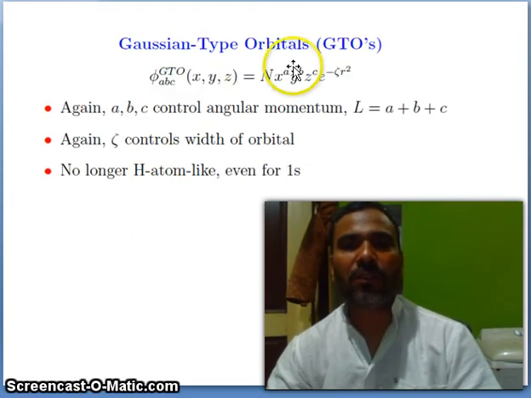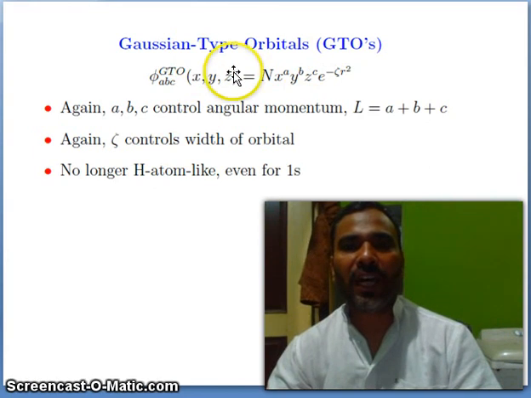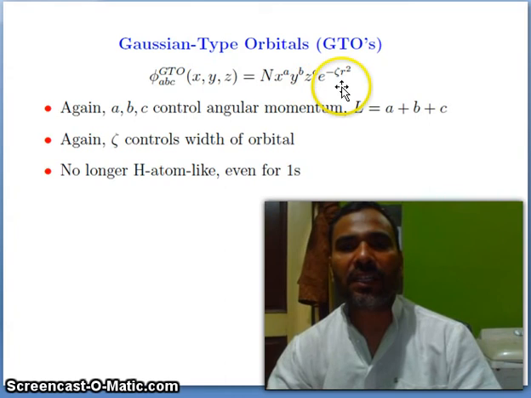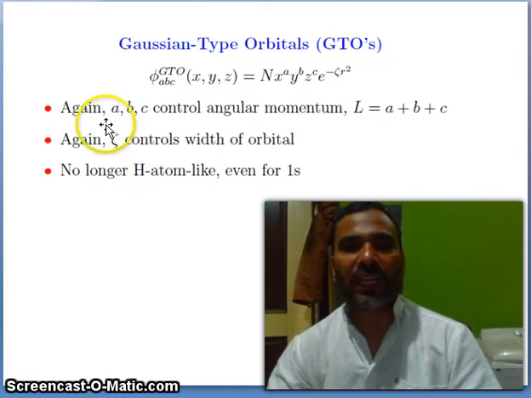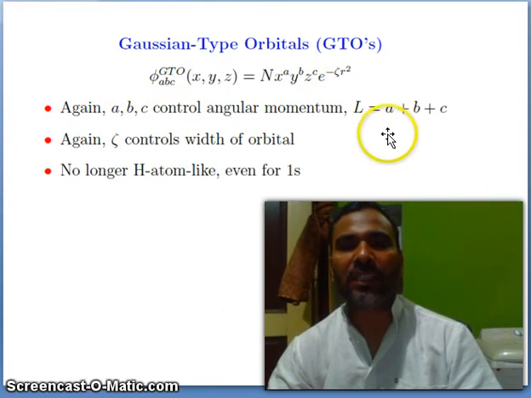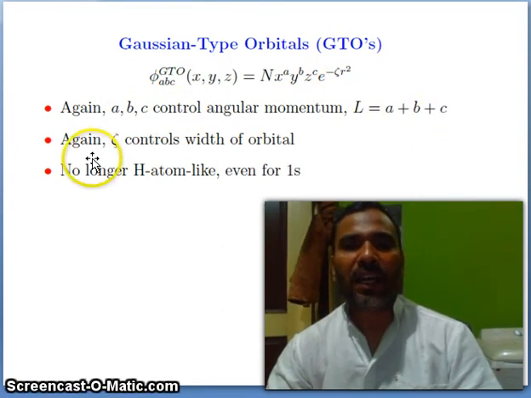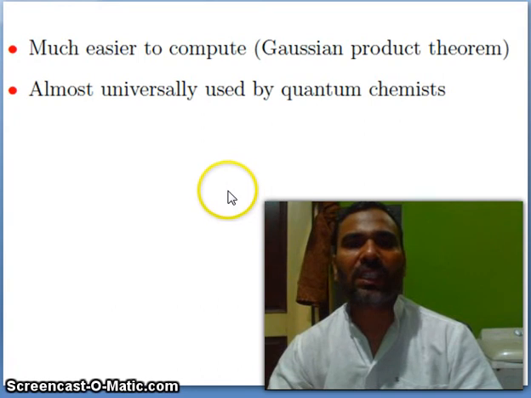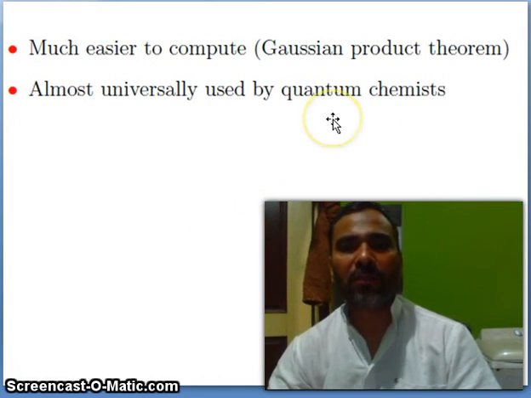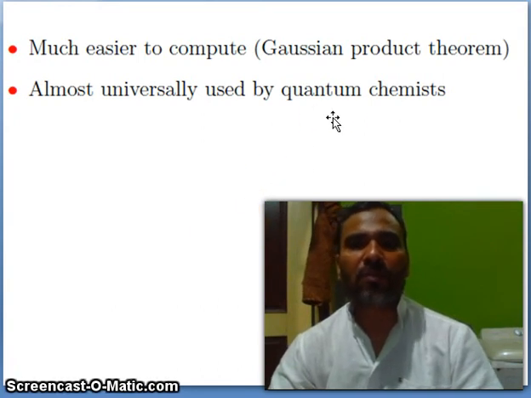Now GTO means G for Gaussian, T for type, and O for orbitals. So phi GTO ABC (x, y, z) = N x^a y^b z^c exp(-zeta r^2). This is the zeta r square. Again ABC control angular momentum, L is equal to A plus B plus C. Again zeta controls the width of the orbitals. No longer the hydrogen atom, even for 1s. It is much easier to compute with the Gaussian product theorem, almost universally used by quantum chemists.